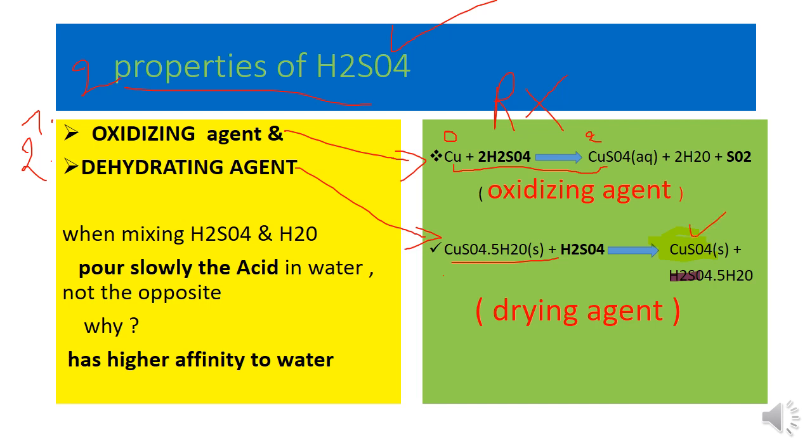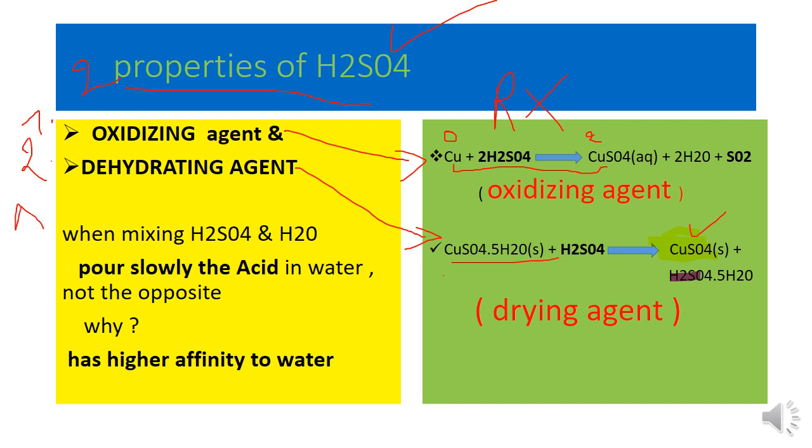This copper sulfate is pure. From the start it was mixed with water, but when the sulfuric acid reacts with this hydrated compound, it removes the water, which means that it is a dehydrating agent. It is like a drying agent.